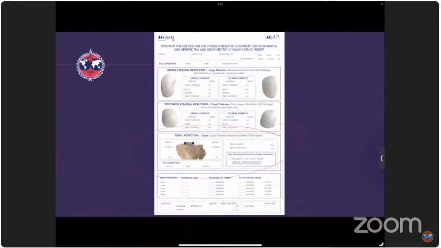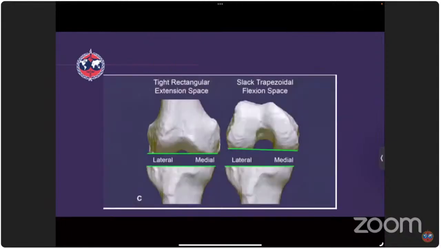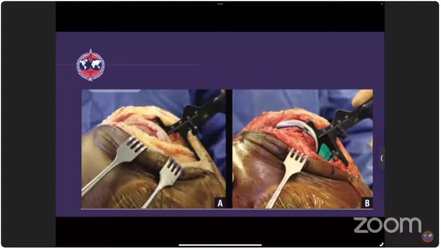Record your cuts. The verification check should be at the base of the tibial spine where you still have some cartilage. And then check your gaps. The extension gap should be rectangular and should be a snug fit. The flexion gap at 90 degrees should be tighter on the medial side, a bit looser on the lateral side, about 2 to 3 millimeters, just like the normal knee. You also could check the offset, both upon exposure and then after putting in the trial.